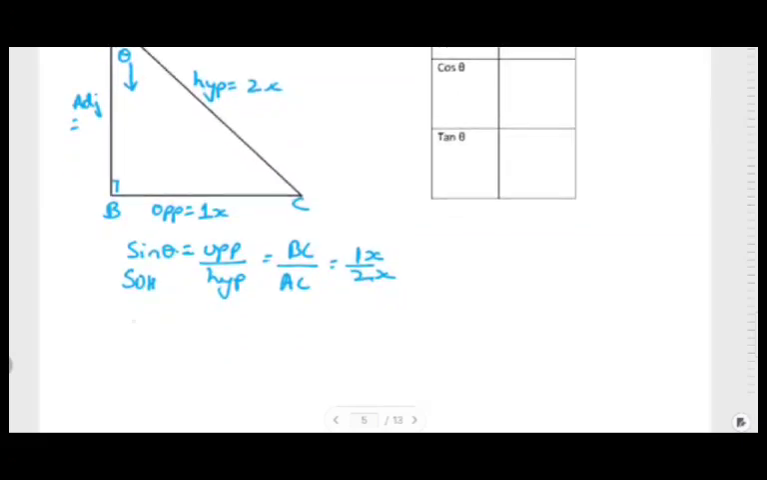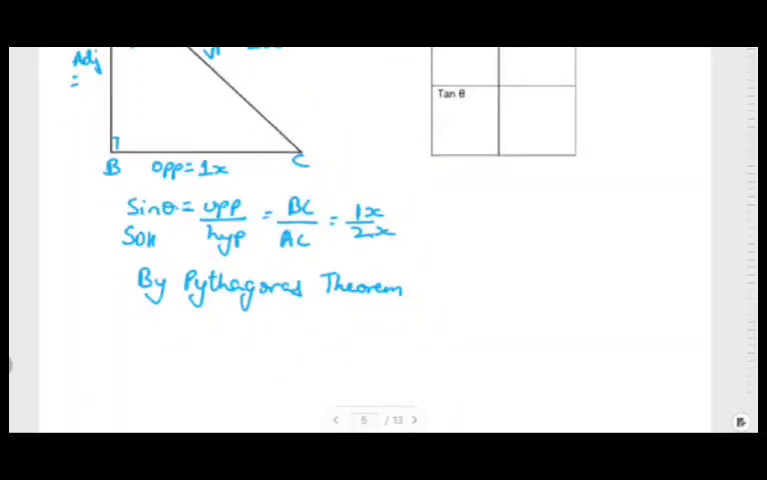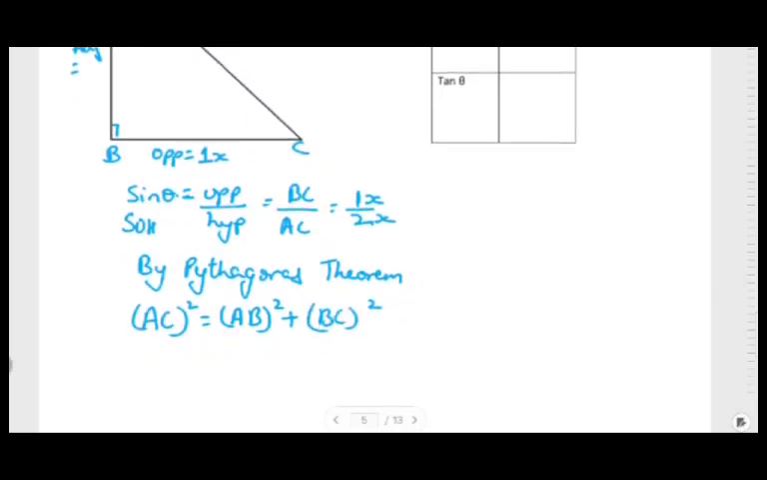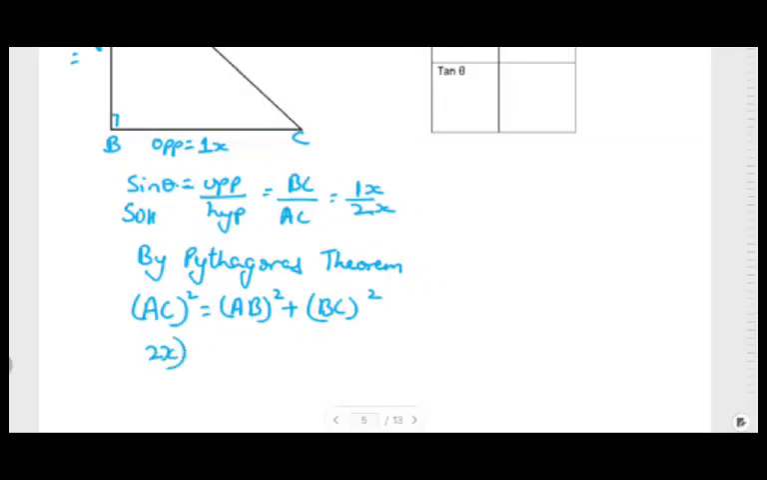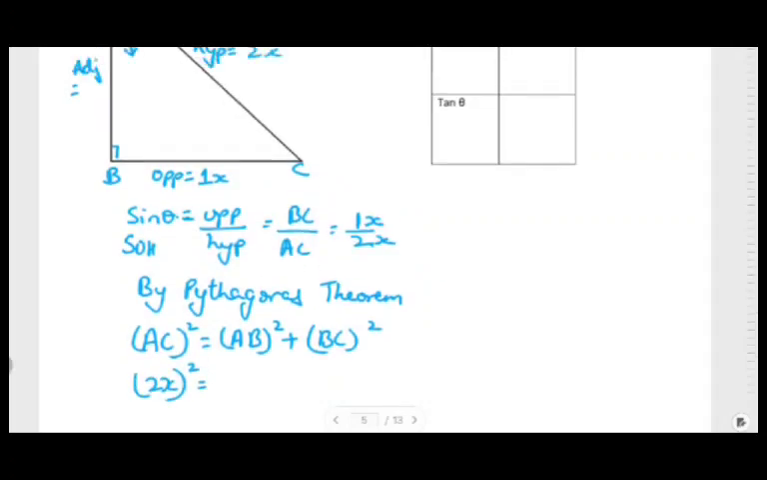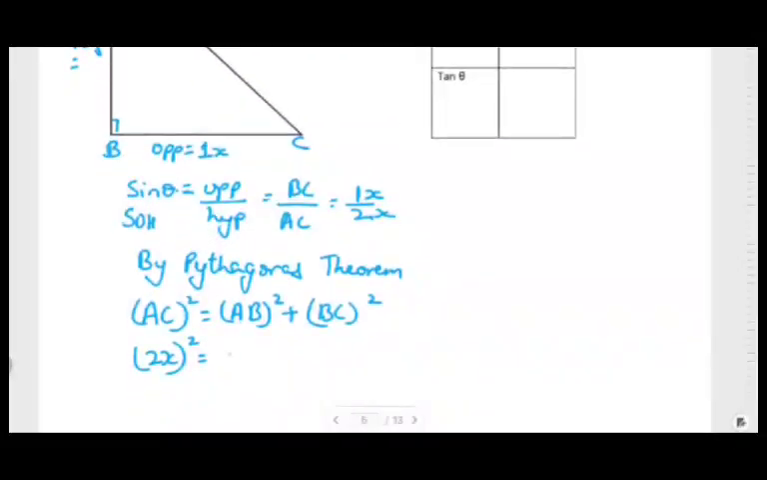So now, by Pythagoras theorem, what's going to happen? Hypotenuse, which is AC the whole square, is equal to AB the whole square plus BC the whole square. What's my AC? 2x the whole square. What's my AB? Adjacent is not given. So, AB the whole square plus what's BC? 1x.